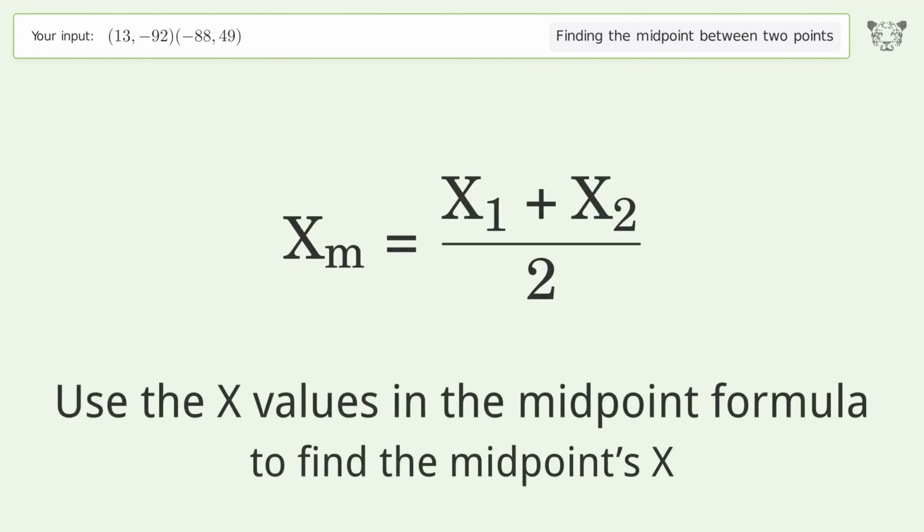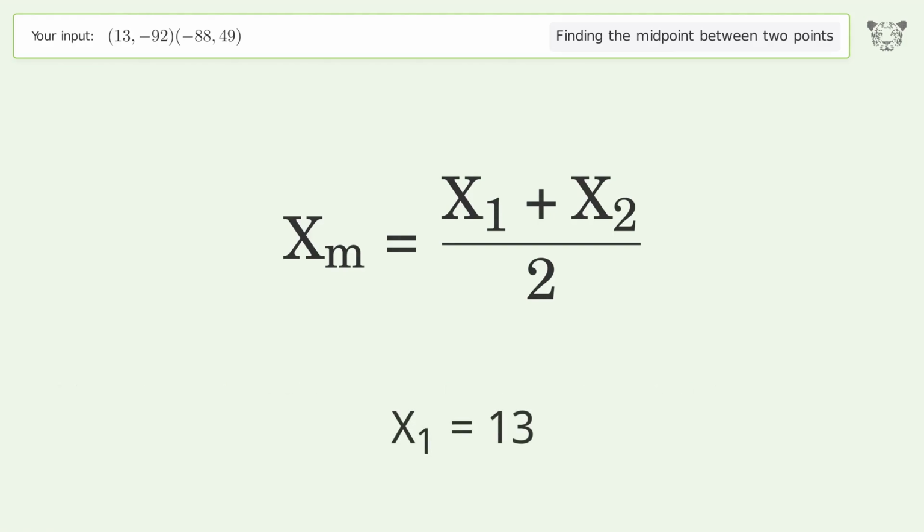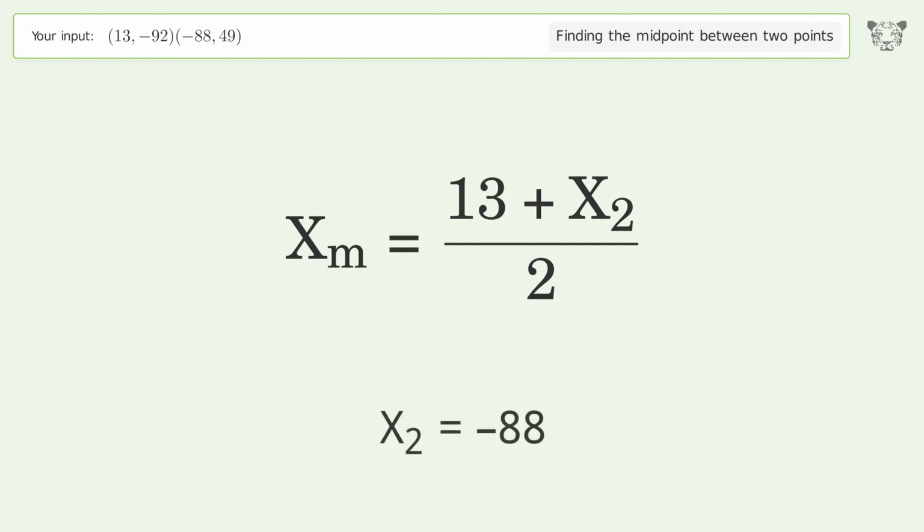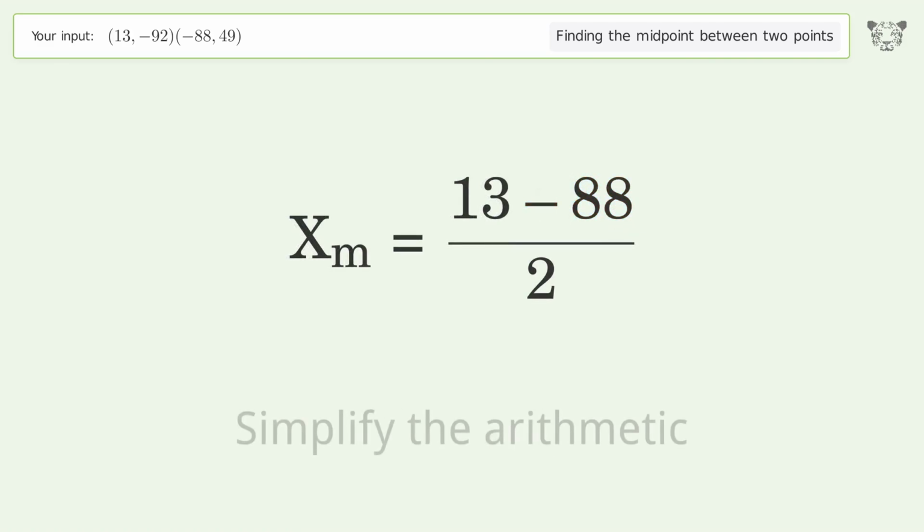Use the x values in the midpoint formula to find the midpoints x. x1 equals 13. x2 equals -88. Simplify the arithmetic.